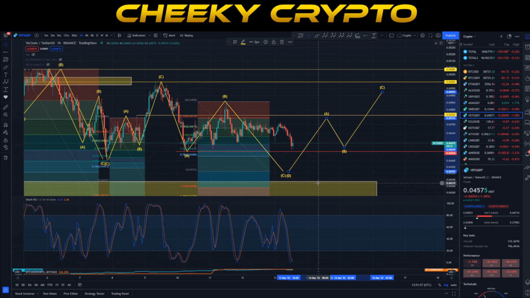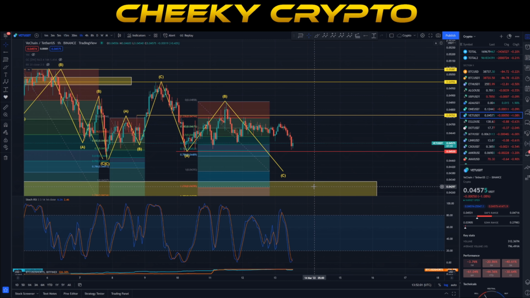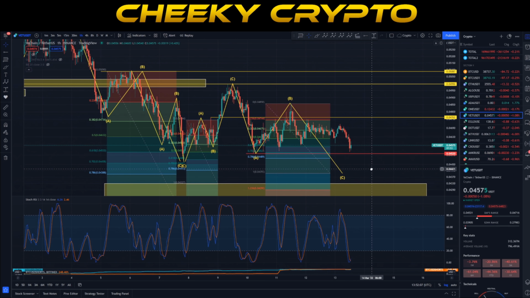and then I would expect some kind of ABC move up from there, with all of those time frames actually looking like they are oversold, ready for a push to the upside. Obviously subject to the general market.